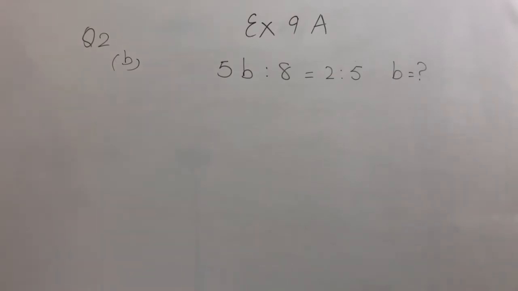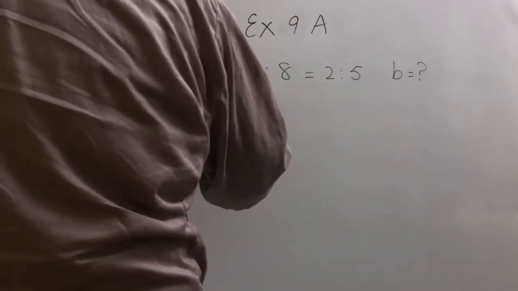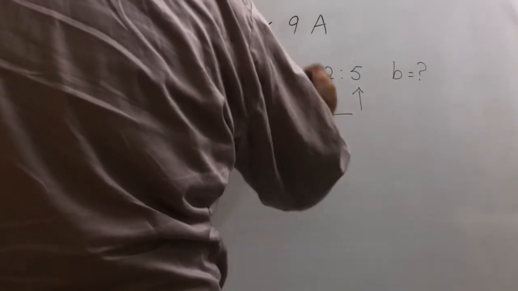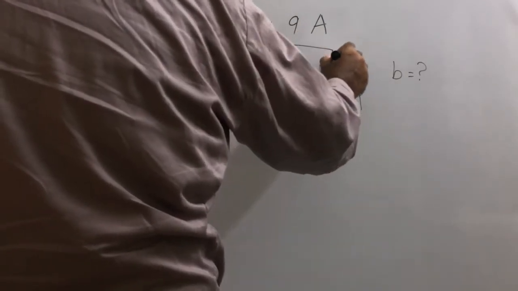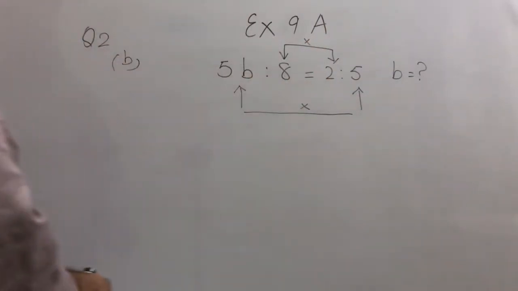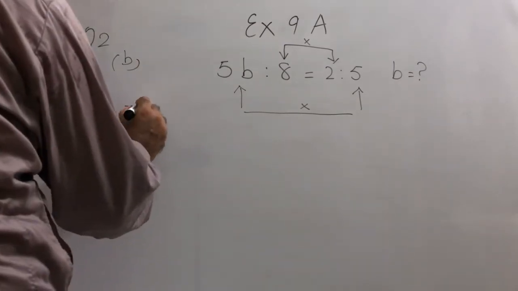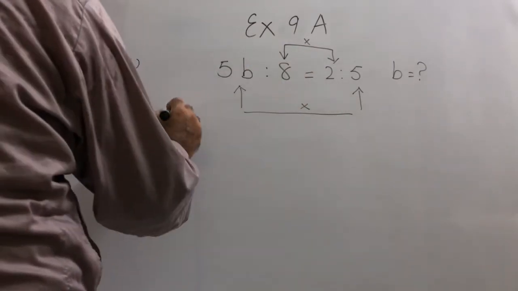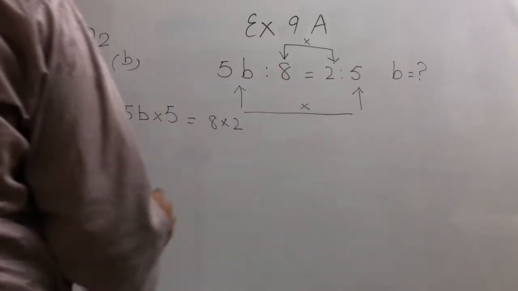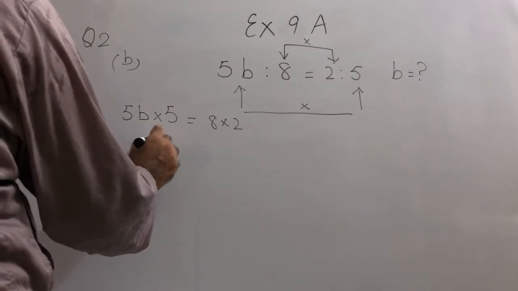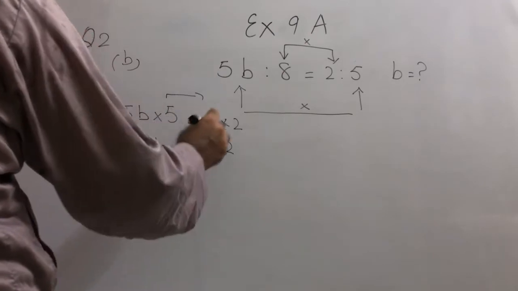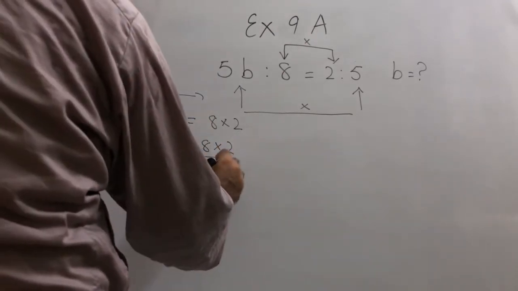Here again the same procedure. These extreme ends will be multiplied together, then these middle values will be multiplied together, and then in between we will put the equal sign. So it will be 5b multiplied by 5, then we put an equal sign, then 8 multiplied by 2. From this equation we will try to solve for the value of b. This 5 will go to the other side. Here it is being multiplied. When it goes to the other side, it will be divided.